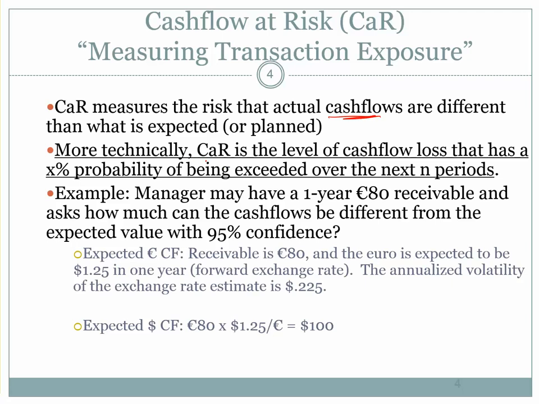More technically, cash flow at risk is the level of cash flow loss that has some probability of being exceeded over some period of time. For example, a manager may have a 1-year 80 euro receivable and ask how much the cash flow can be different from the expected value with a 95% confidence interval. So in this case, say you expect to receive 80 euros.